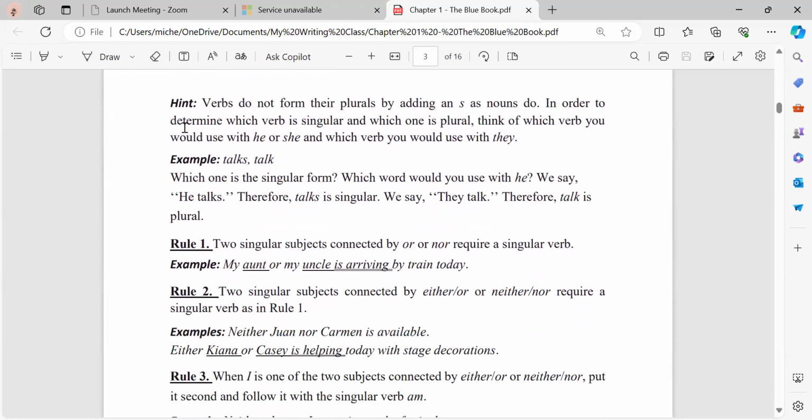Okay, so here's a hint. Verbs do not form their plurals by adding an S, as nouns do. In order to determine which verb is singular and which one is plural, think of which verb you would use with he or she and which verb you would use with they.